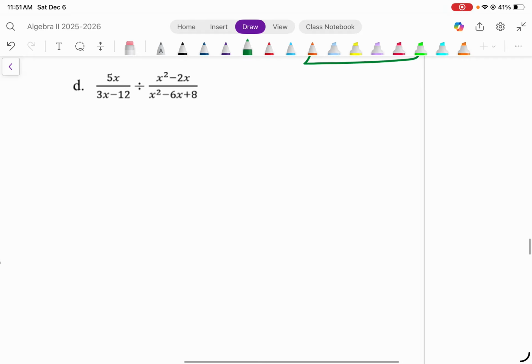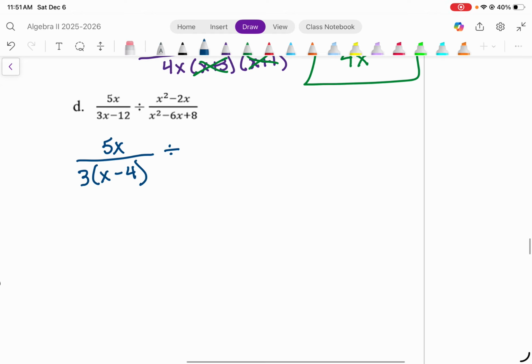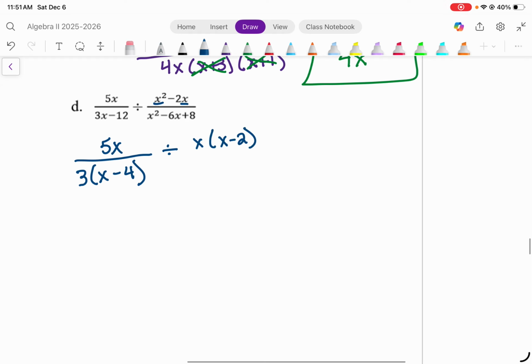Okay. For this one, it is division again. I'm going to start with factoring. The 5x on the top can't be factored, so I'm going to leave that the same. 3x minus 12, I can factor a 3 out of that, so I would have x minus 4 in parentheses, divided by. On the top here, I can factor out an x. That would leave me with x minus 2.